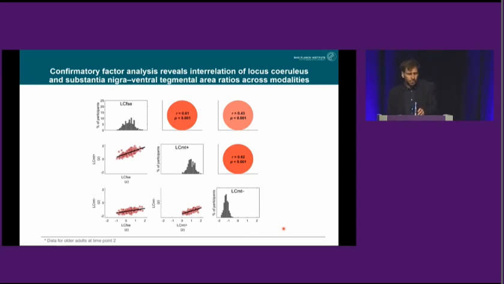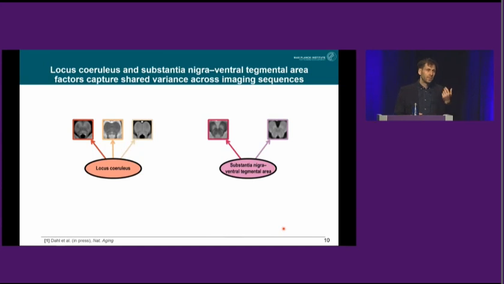Now, this is crucial because this now allows us to aggregate across different imaging approaches using structural equation modeling and estimate latent factors of locus coeruleus integrity and substantia nigra ventral tegmental area integrity that capture the shared variance across the different imaging approaches. And these latent factors are beneficial because they reduce measurement error and are more likely to detect true brain behavior correlations.